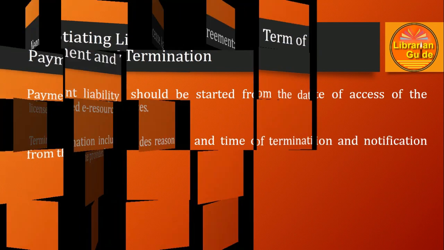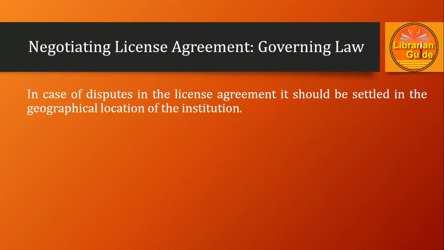The next point is the governing law. This is very important in case of e-resource subscription, which is related to disputes. If there is any dispute between the content provider and the institute, where is it going to be settled? It should be settled in the geographical location of the institution. Suppose you are sitting here, and if any dispute arises and you have to go to a place which you cannot reach easily, that will create a lot of problems for both. So it has to be taken care of.